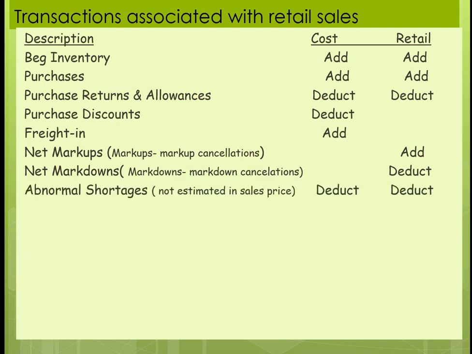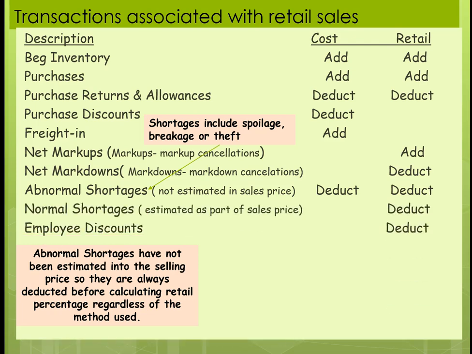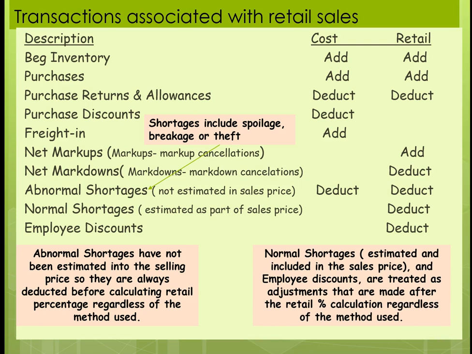Abnormal shortages are not estimated in the original sales price. They're deducted. Now remember, net markups is markups minus markup cancellations. You can net those if they let you in the problem. And net markdowns are markdowns minus markdown cancellations. Okay, abnormal shortages have not been included in estimating the sales price. Normal shortages have been. And then of course we have employee discounts.